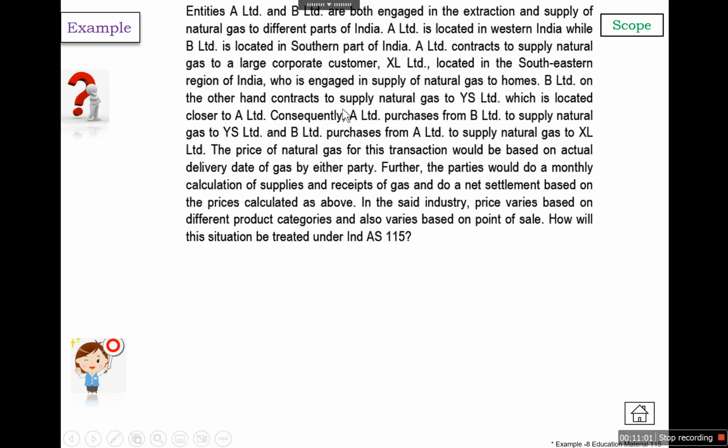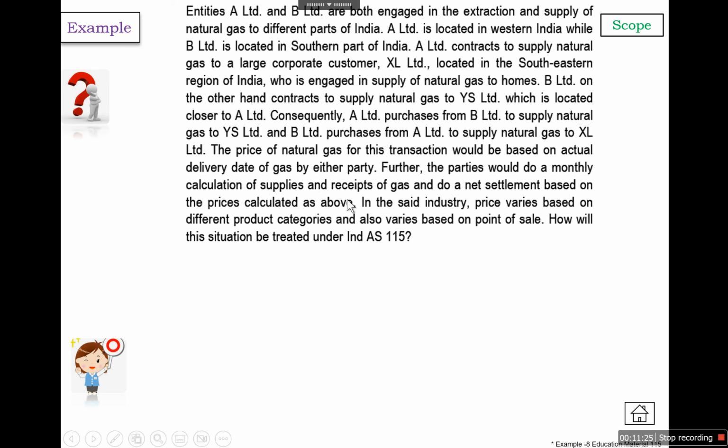B Limited, on the other hand, contracts to supply natural gas to YS Limited, which is located closer to A Limited. Consequently, A Limited purchases from B Limited to supply natural gas to YS Limited, and B Limited purchases from A Limited to supply natural gas to XL Limited. The price of natural gas for this transaction would be based on the actual delivery date of the gas by either party.